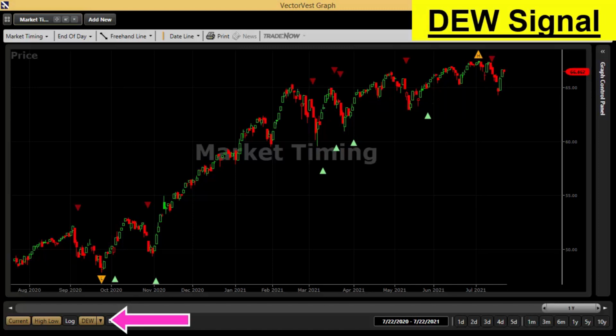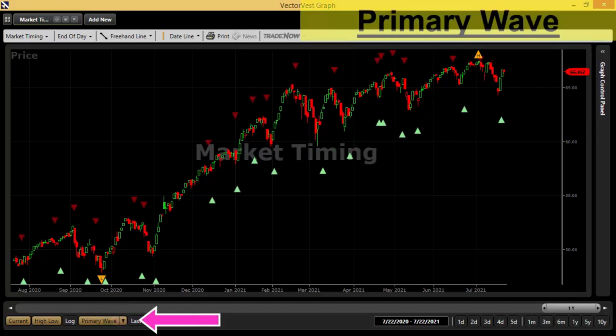The next one is the primary wave. The primary wave is a great signal that we can use in conjunction with the DEW. Oftentimes, the primary wave will turn green right before the DEW. And for those of you that are a little bit more aggressive, when those two time well together, we can get into an early part of the trend. Now, we like the DEW for our option system specifically because it's a longer term signal.